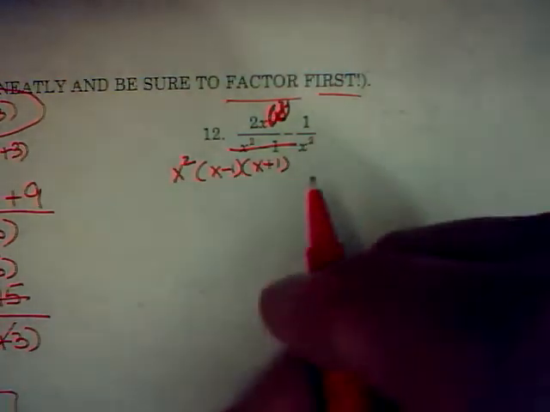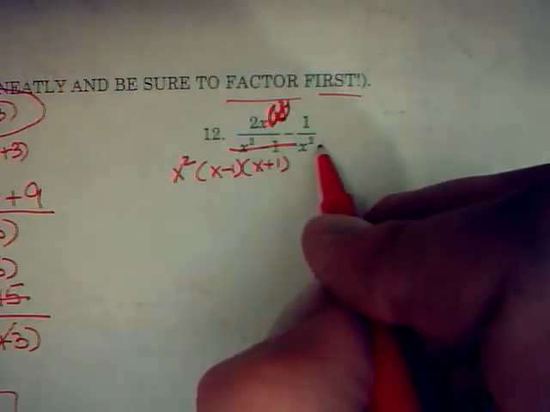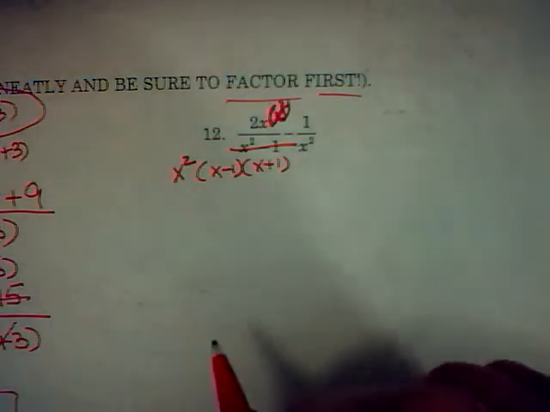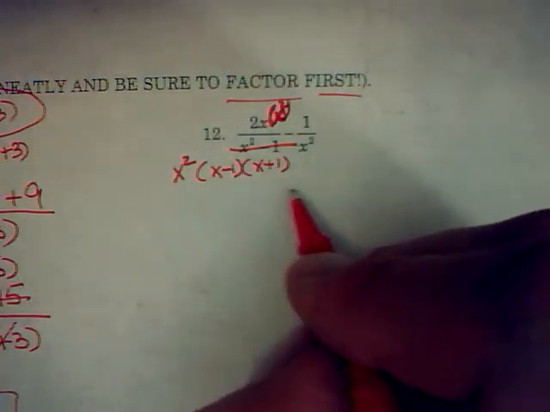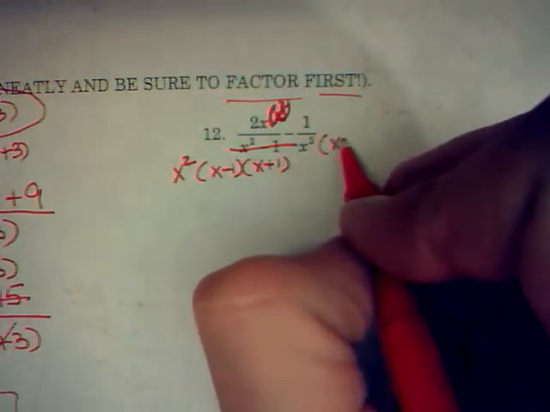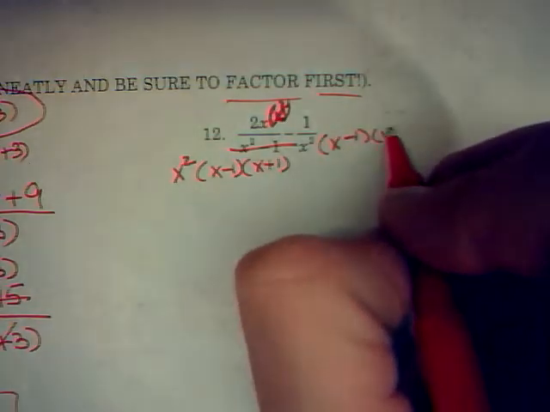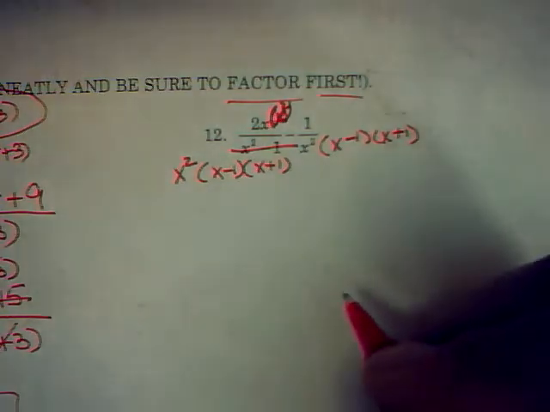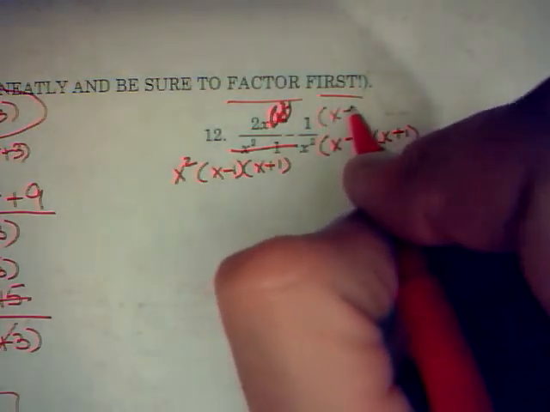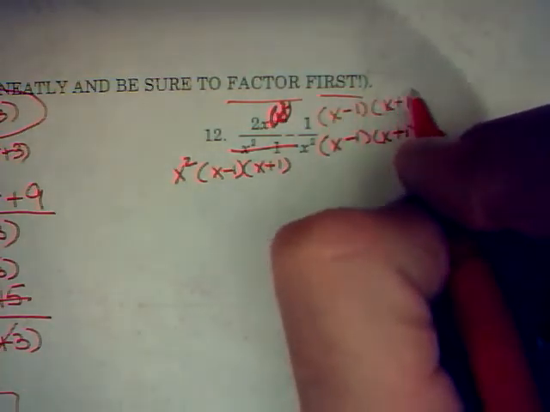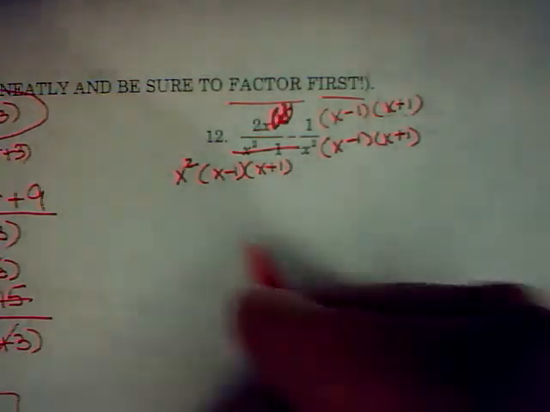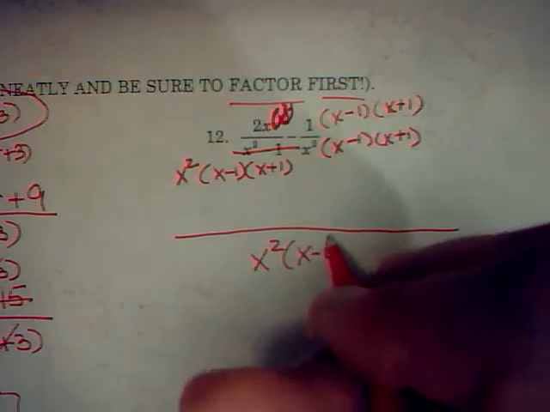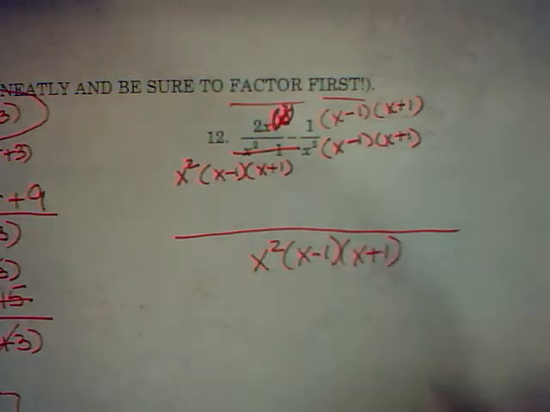And then over here, looks like we're missing both of these. And so we can go ahead and put in x minus 1, x plus 1 here in the bottom. And whatever you do to the bottom, you're going to need to do to the top. So this needs an x minus 1, x plus 1. So we now have a common denominator of x squared, x minus 1, x plus 1.